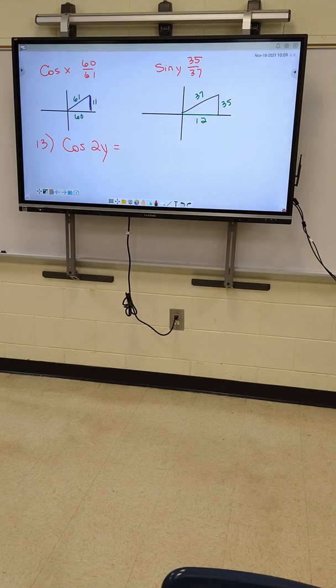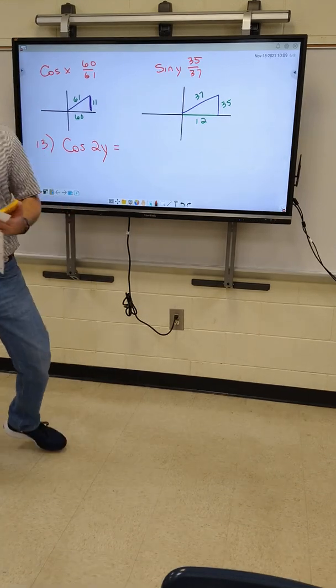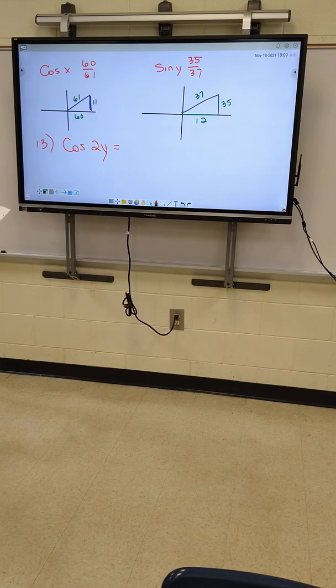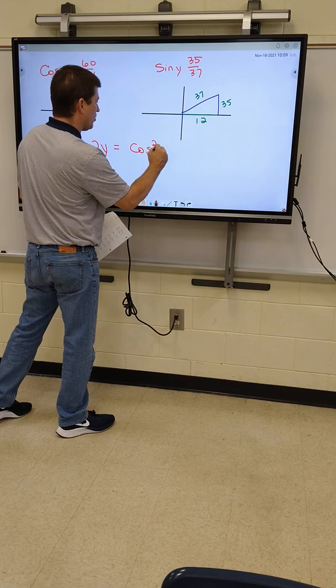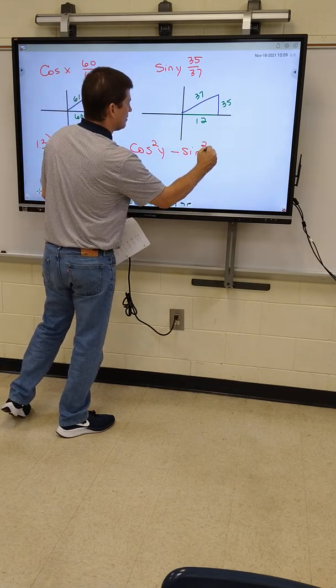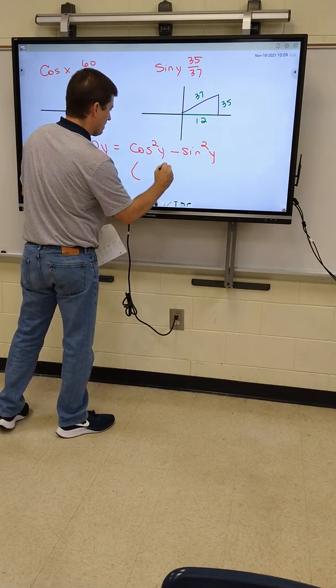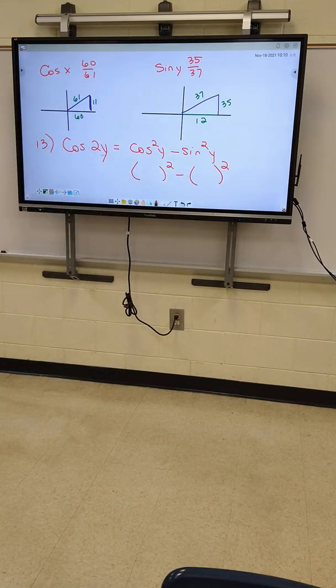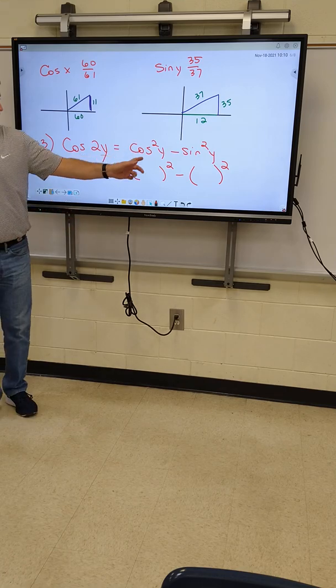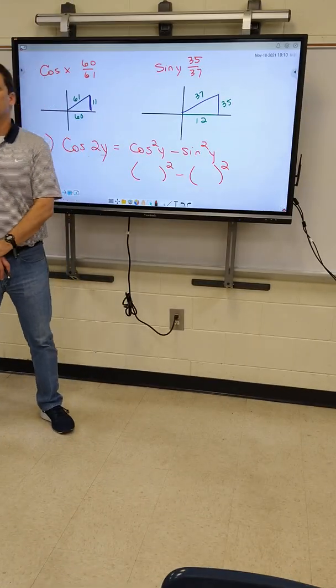Erase the second one, Grant, and the third one. I feel like if we're all doing the same one, it should make it a little easier. So it says cosine squared x minus sine squared x, but since our problem's got a y in it, I'm going to have to go cosine squared y minus sine squared y. Y'all follow me? All right, since our problem has a y in it, we've got to change our formula to have a y. All right, so this is what we're going to plug in. We're going to plug a fraction in here and a fraction in here.